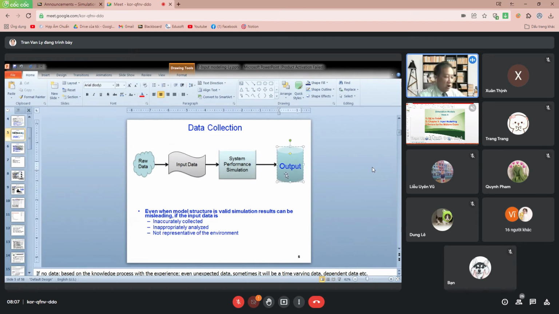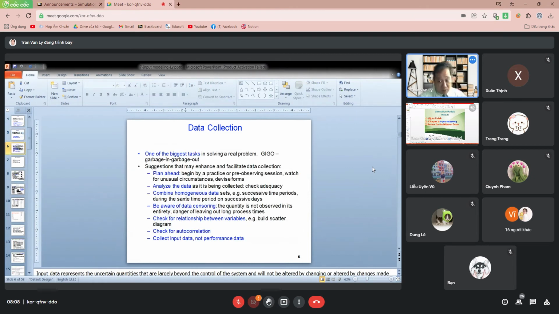Outputs we focus on in the second half of our semester, which means after the midterm exam, and also performance simulation. In order to underline for you, you need to collect data accurately and appropriately to represent the environment.